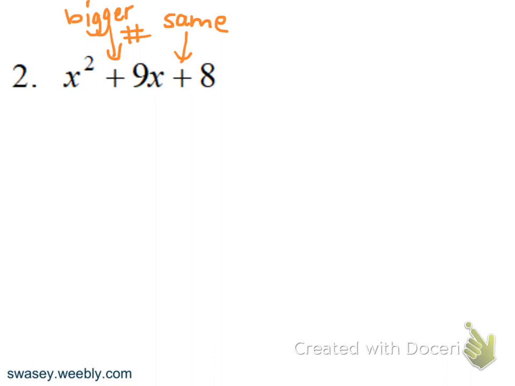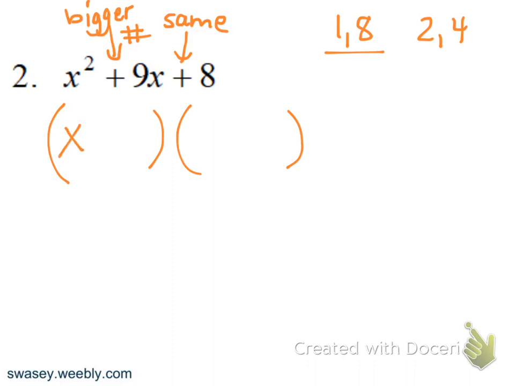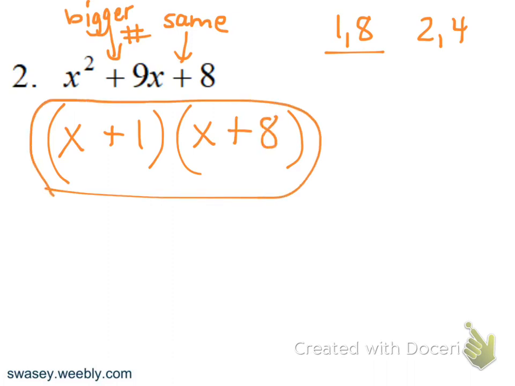Two numbers that multiply to get 8 and add to get 9. 1 times 8 is 8, 2 times 4 is 8. A pair that adds to 9 is 1 and 8. So we can go right to our final answer. x times x is x squared, plus 1, plus 8. You can distribute twice to check.